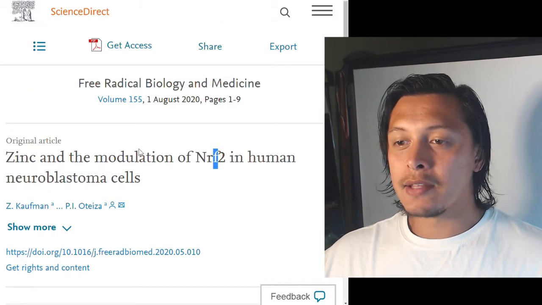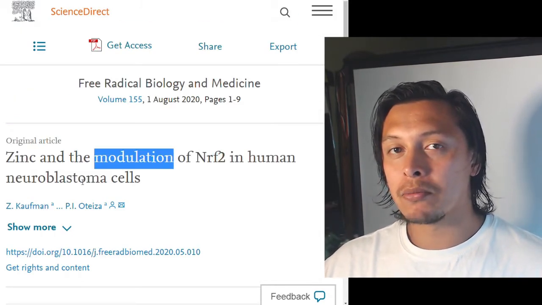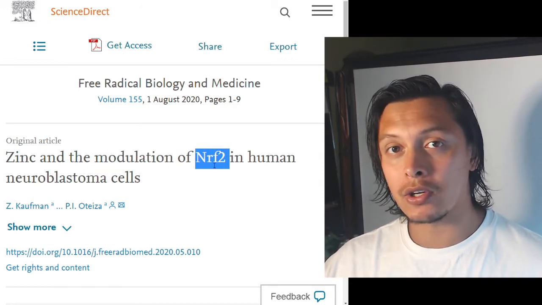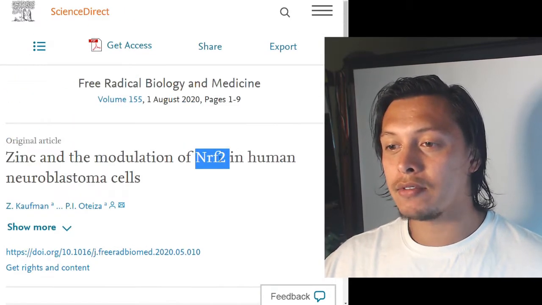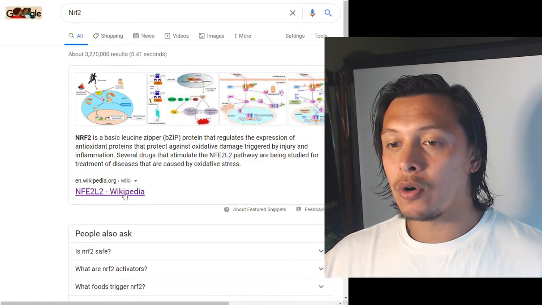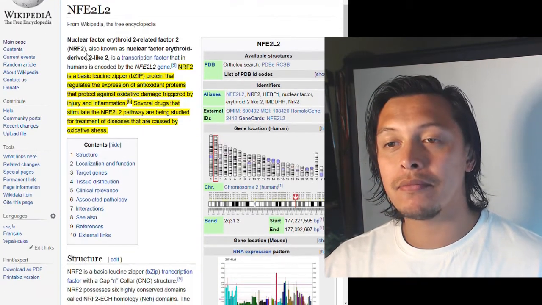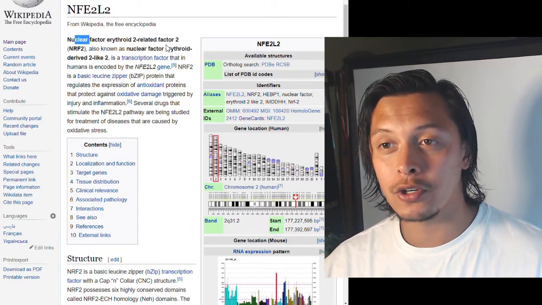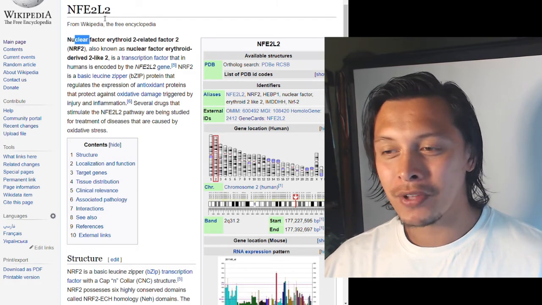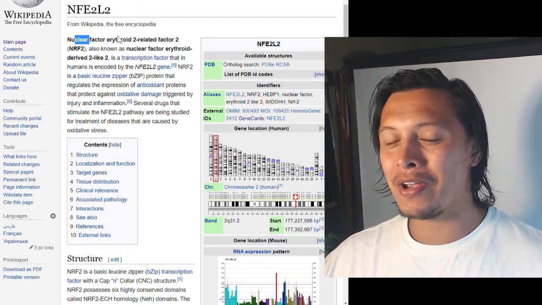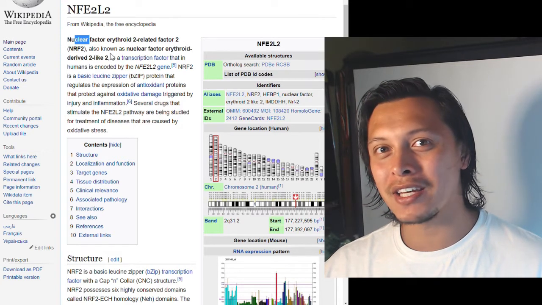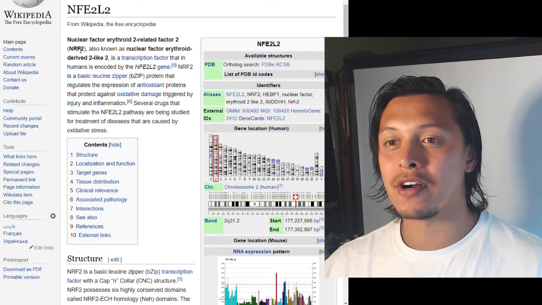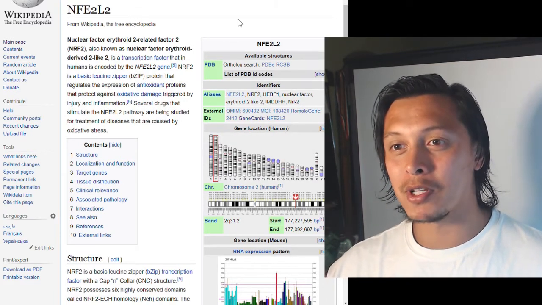So, zinc and the modulation of NRF2 in human neuroblastoma cells. NRF2 is a protein, but it's also a signaling molecule. We'll go over that. I mean, might as well go over it right now. NRF2 has another name. It also goes by nuclear factor erythroid 2-related factor 2, or NFE2L2. What we like to do in biochemistry is have a million names for the same freaking thing. So here there are three or four different names for NRF2. Just know that it has multiple names.